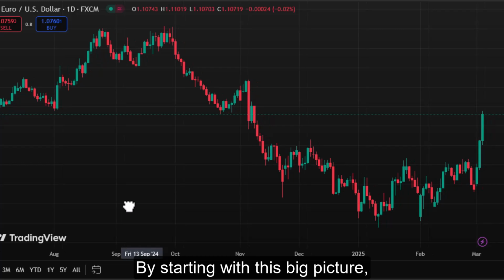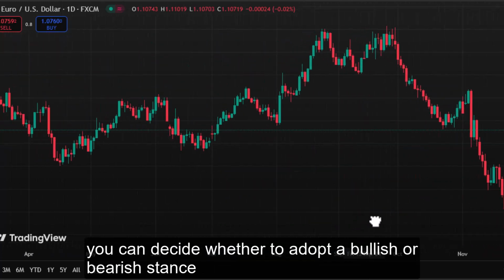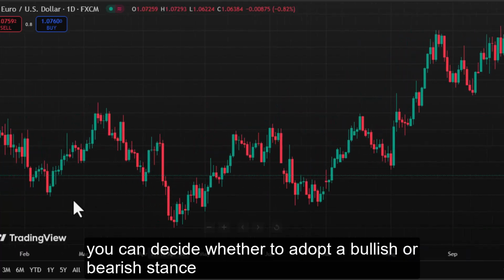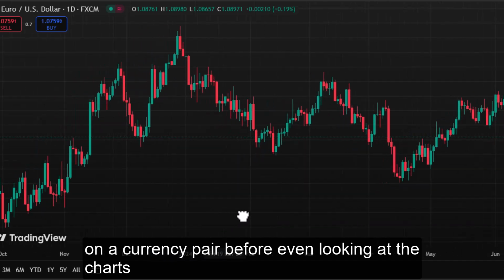By starting with this big picture, you can decide whether to adopt a bullish or bearish stance on the currency pair before even looking at the chart.